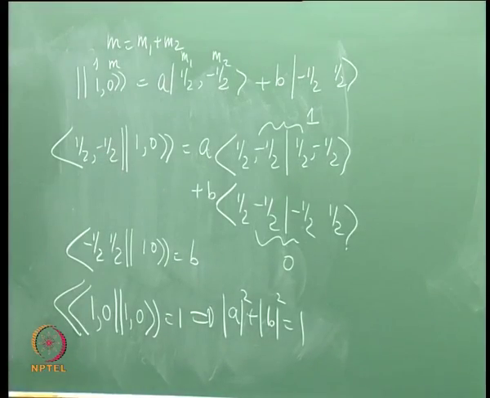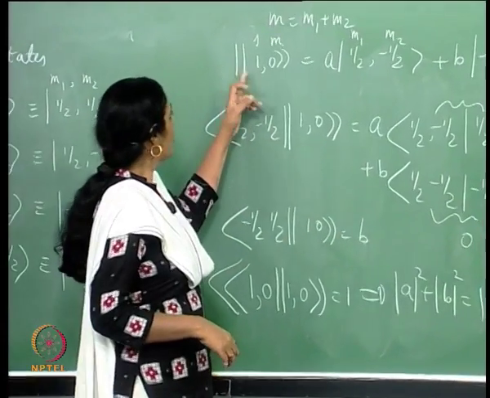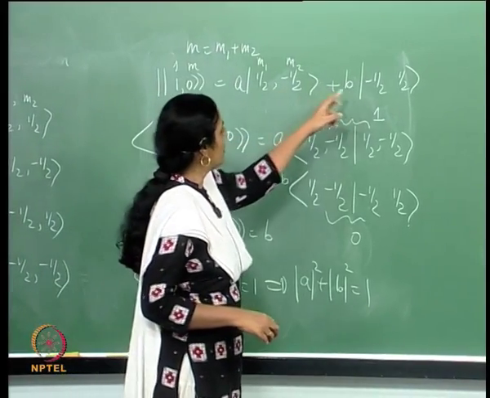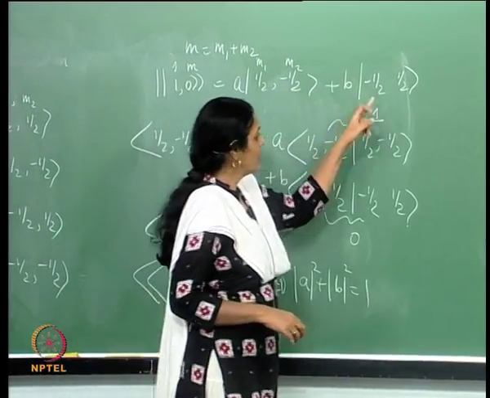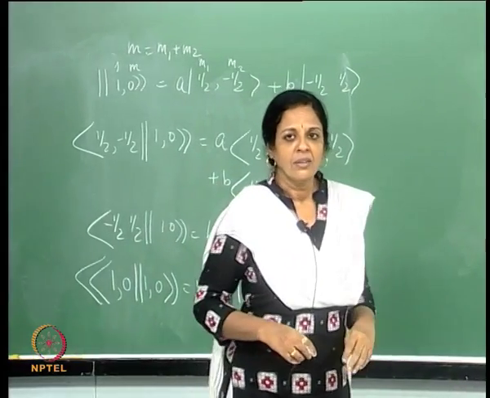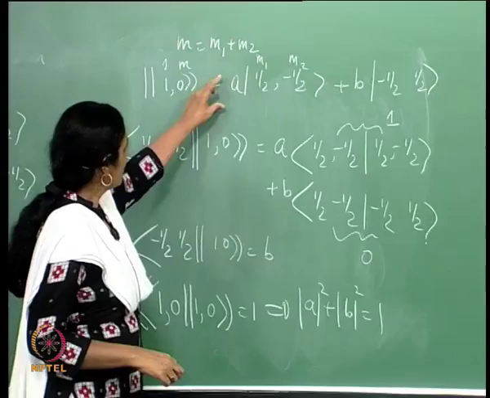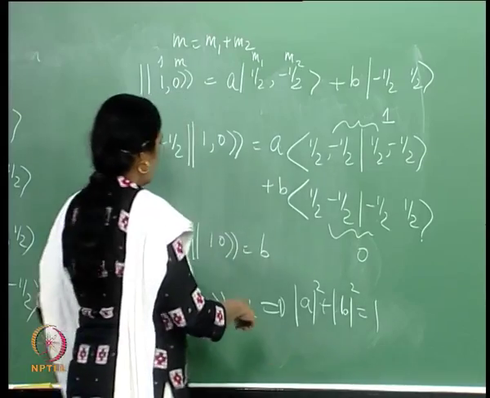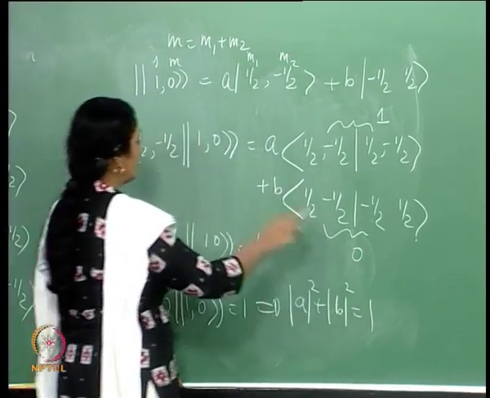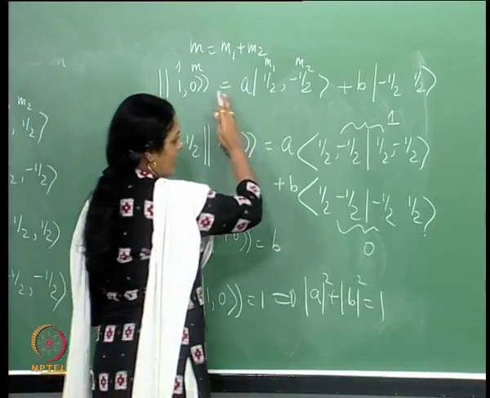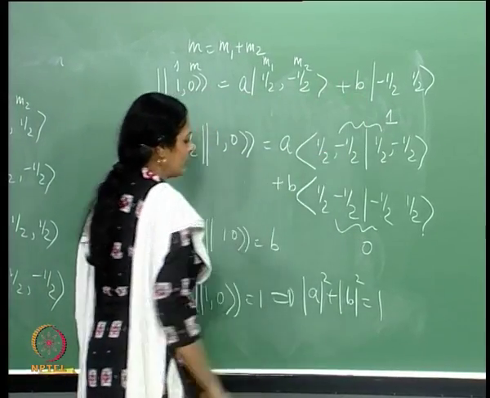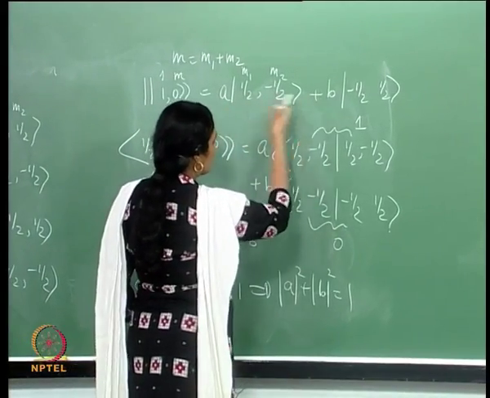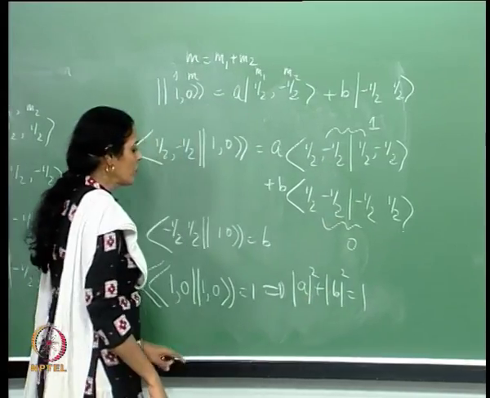The interpretation is very clear. If you expand the coupled basis state 1 comma 0 in terms of the uncoupled basis states half comma minus half and minus half comma half, the coefficients appearing here, A and B, when mod squared and added, should give me 1, because after all this state has to be expanded completely in terms of these, and therefore the total probability of it being expanded in terms of these states should be 1.